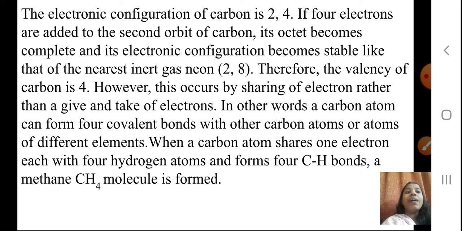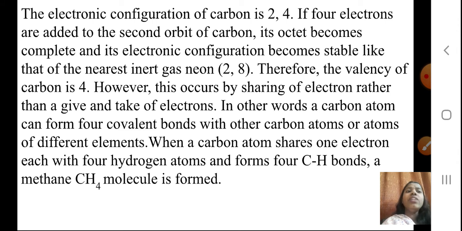However, this occurs by sharing of electrons rather than give and take of electrons. Carbon neither takes 4 electrons, nor gives the 4 electrons which it has. What it will do is share the electrons. In other words, a carbon atom can form 4 covalent bonds. Sharing means which type of bond, students, will form? Covalent bonds, with other carbon atoms or atoms of different elements. So they can form covalent bonds with other carbon atoms or any other elements also.